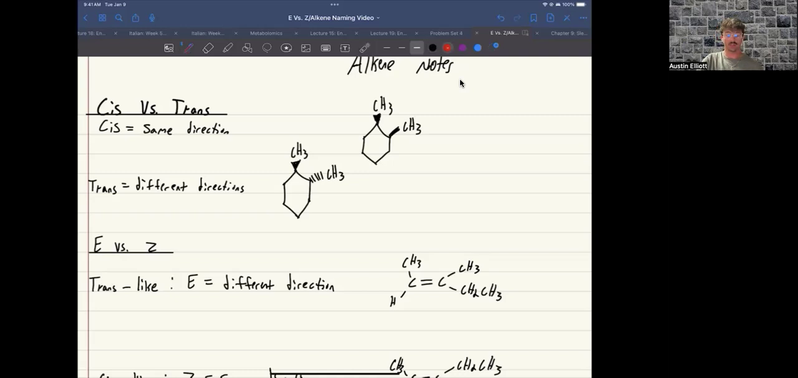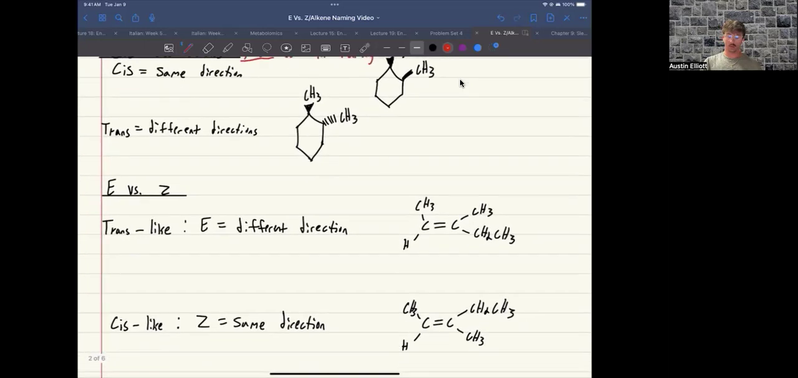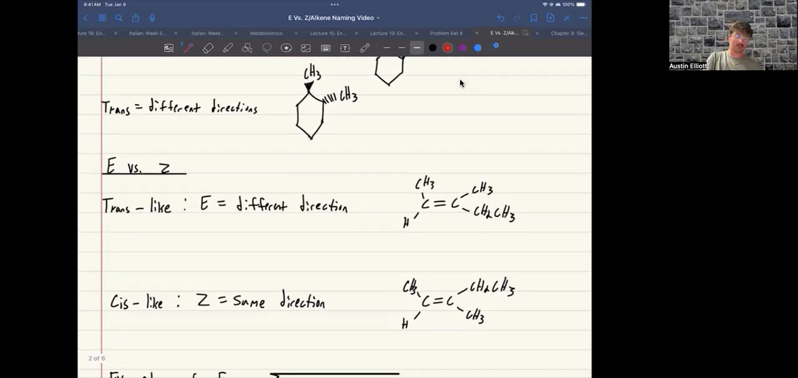Now, one thing to note for cis versus trans, this is not used for naming. You're not going to see cis and trans in alkene names. That's what we use E or Z for. So, like I just said, E and Z are used for naming.